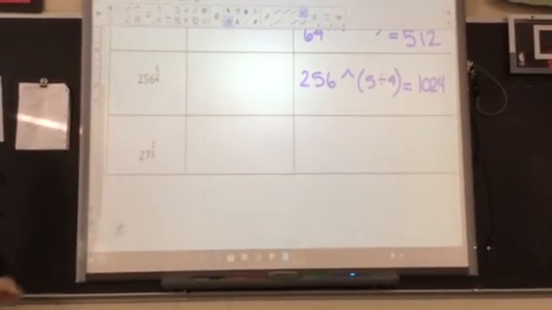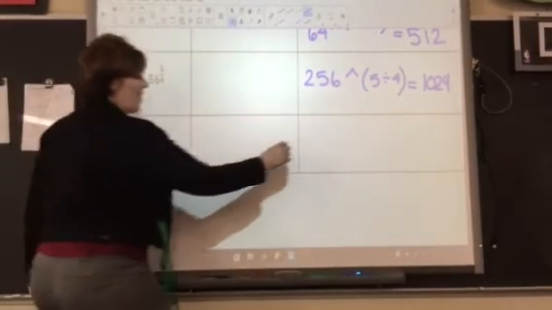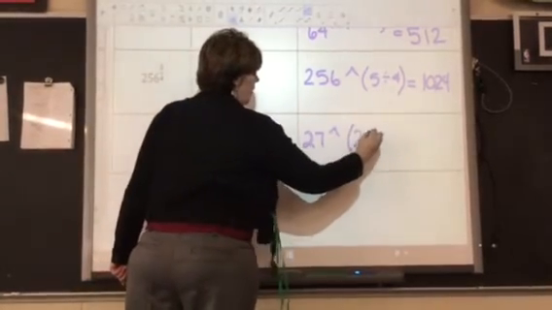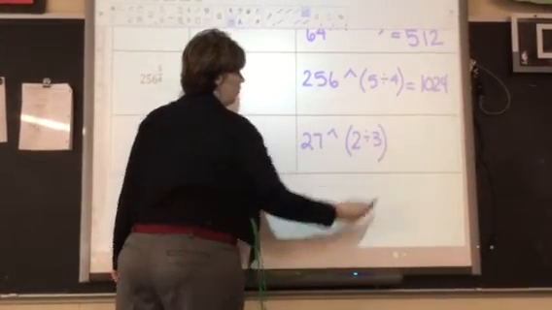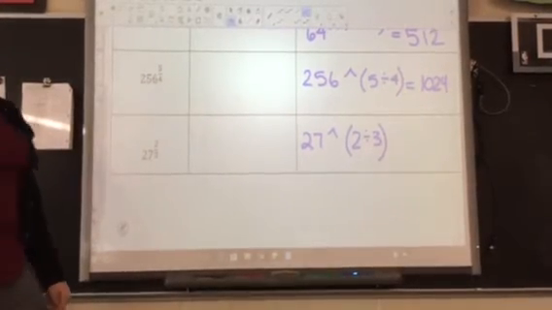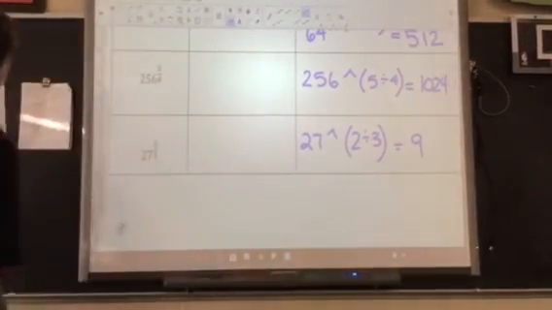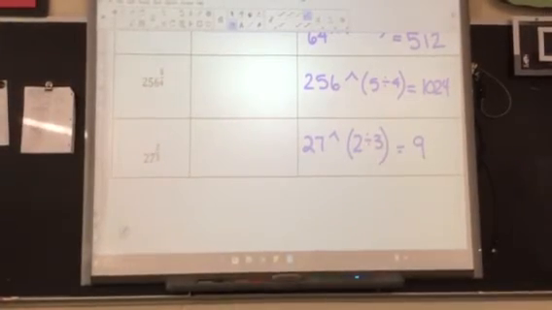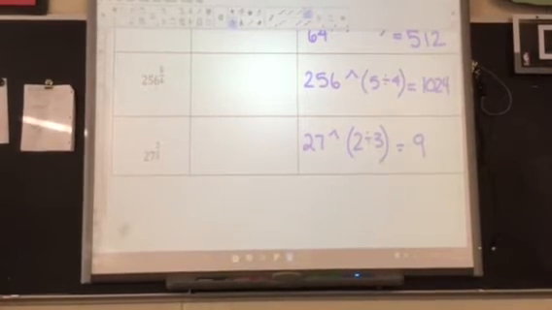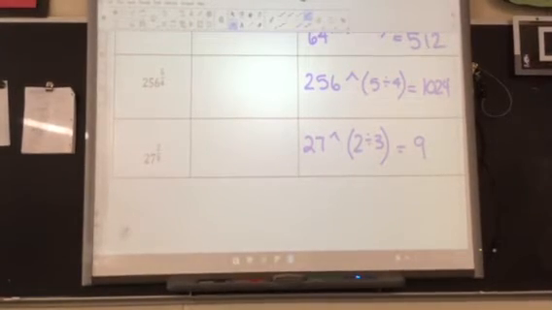What about this one? 27 raised to the 2/3 power. What's that going to look like? 27, and then the caret function, and parentheses 2 divided by 3. And? Is it 9? Is that what everybody got? That's what Mahati and I got. Fabulous. So they look scary, but they're real easy to plug and chug in a calculator, right?